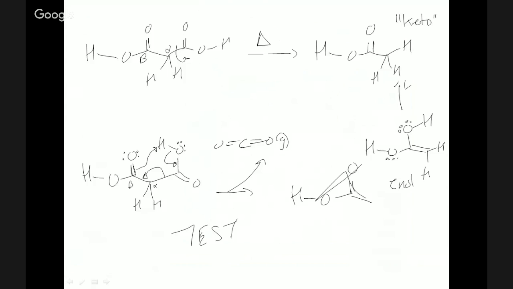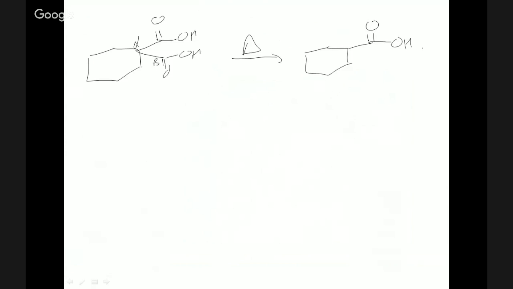So let's show now what we can do with diacids. Same idea, looks different. Alpha, beta, got to have two carbonyls for this to work. Just heat, lose one of the acids, and you get a carboxylic acid. It's a nice way to make a monocarboxylic acid. Diacid, again, heat it, loss of CO2, carboxylic acid. All right.